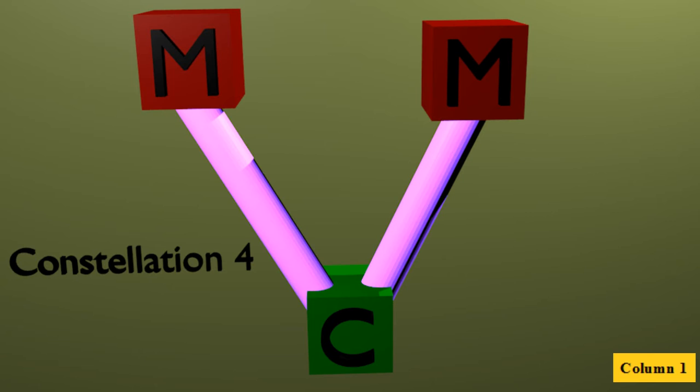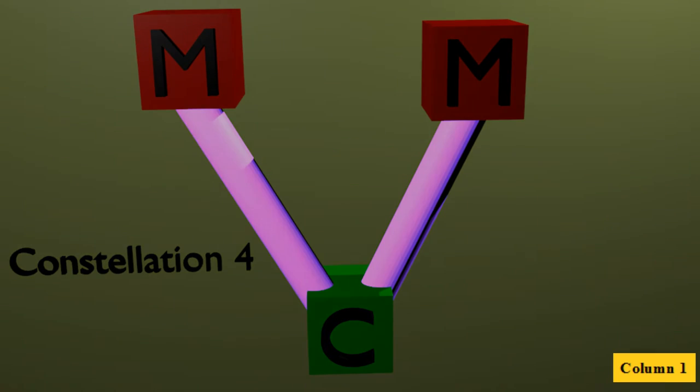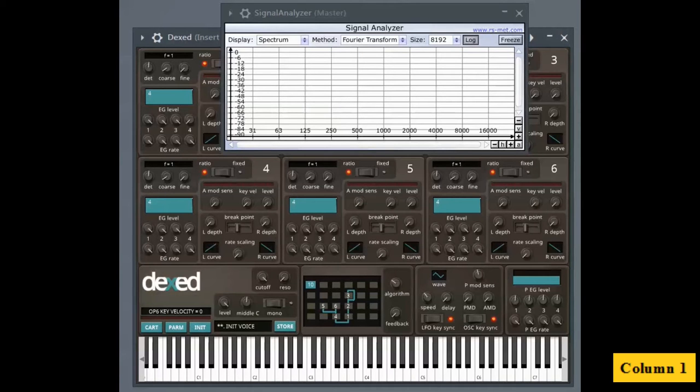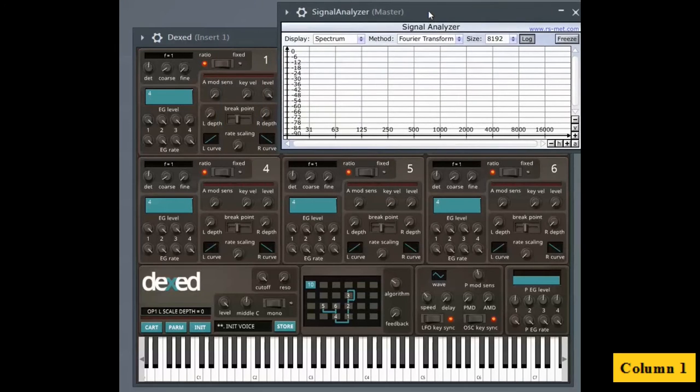Constellation 4 now. Modulating a carrier by two different modulators results in a simple addition of the spectra of both individual modulations. This constellation is basically the same as modulating two individual carriers by two individual modulators, with both carriers being adjusted to exactly the same parameters. I choose algorithm 10 and turn the output of operator 1 completely down and the output of operator 4 completely up. I increase the frequency of operator 6 to 2. The C to R ratio of operators 4 and 6 is 1 to 2 now.